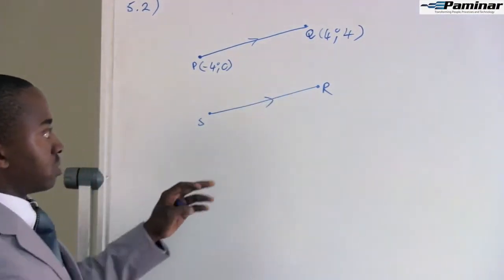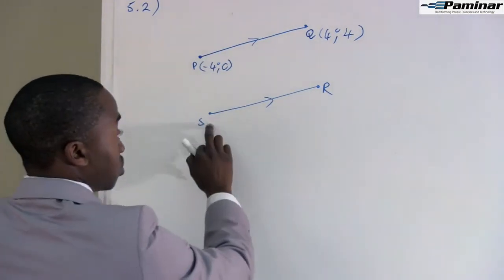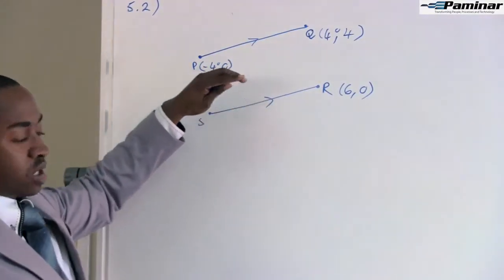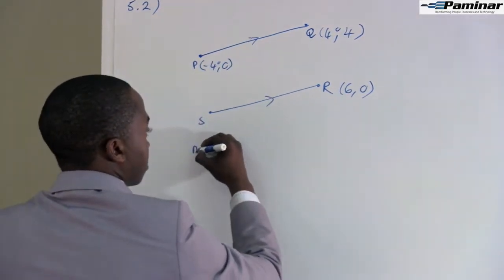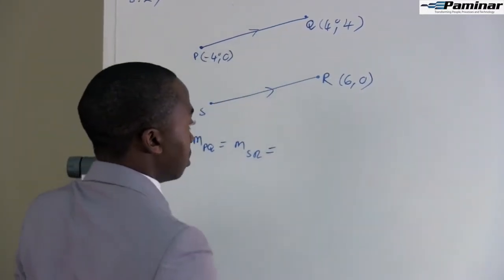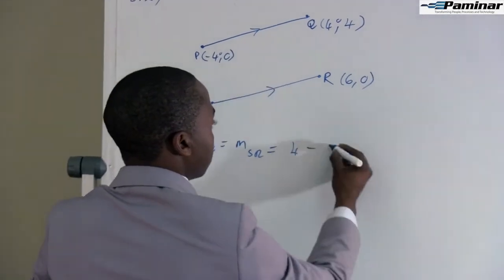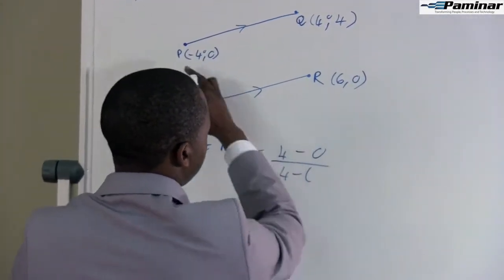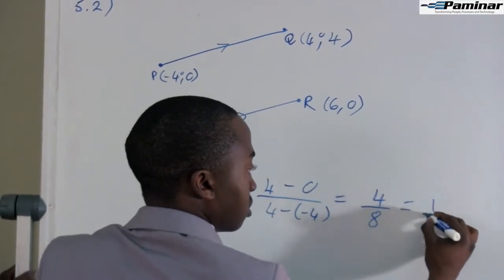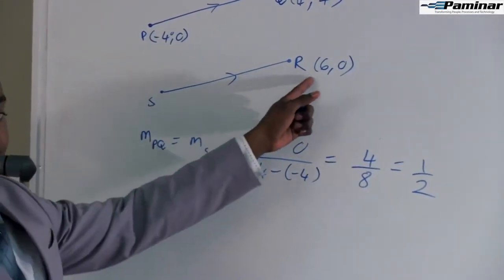There's a reason why I've drawn them like this. What do parallel lines share? The same gradient. We do not know what the point S is, but we know what the point R is. We need this line PQ in order to calculate the gradient. So that's where we start. M of PQ is equal to the M of SR because they're parallel, so we follow the equation y2 minus y1 over x2 minus x1. It will be 4 minus 0 over 4 minus -4, which gives you 4 over 8. So our gradient there is a half. In other words, the gradient of this line is a half.